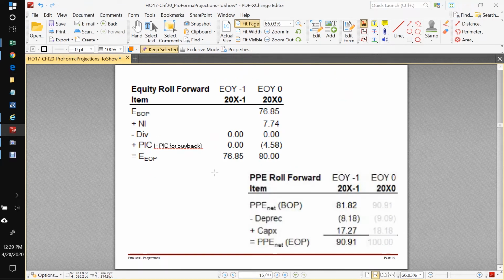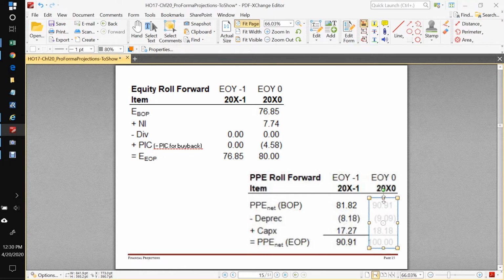So this roll forward equation is going to be important for us doing projections. And then the second one that's important, as I said, is the PPE roll forward. The way that this works is PPE net at the beginning of the period minus depreciation plus CapEx. That's additions to PPE, right? So depreciation is wearing out of PPE. So PPE net beginning minus how much it's worn out plus how much we've added is equal to PPE net end of period.